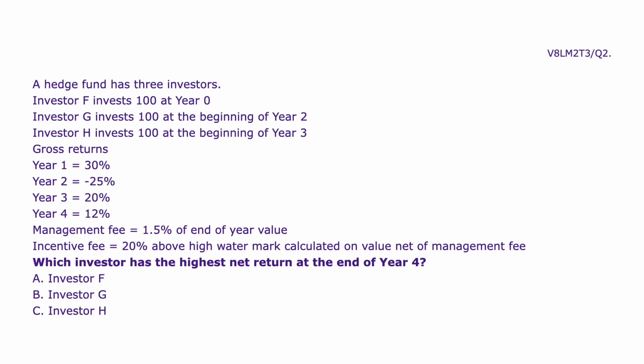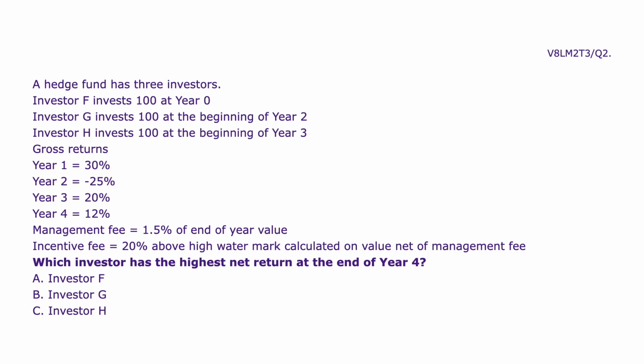A hedge fund has 3 investors. Investor F invests 100 at year 0. Investor G invests 100 at the beginning of year 2. Investor H invests 100 at the beginning of year 3. Gross returns. Year 1 equals 30%. Year 2 equals negative 25%. Year 3 equals 20%. Year 4 equals 12%.